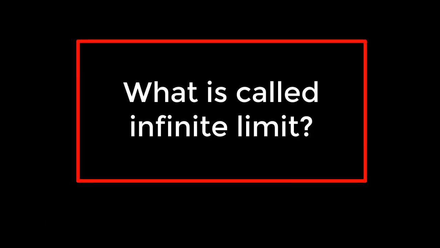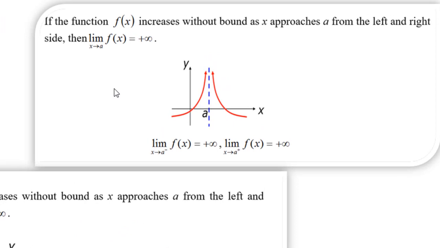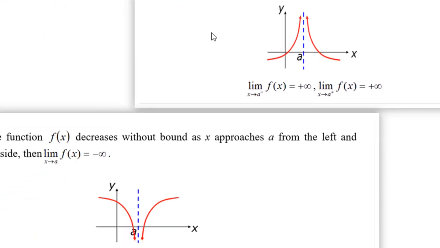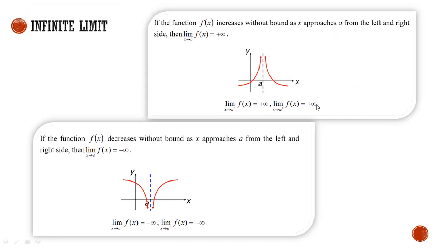What is called an infinite limit? An infinite limit can be denoted as positive infinity or negative infinity. So how do we tell the difference between them? When the function increases without bound or decreases without bound as x approaches a from the left and right: when it decreases, we will call it negative infinity. When it increases without bound, it will be denoted as positive infinity.